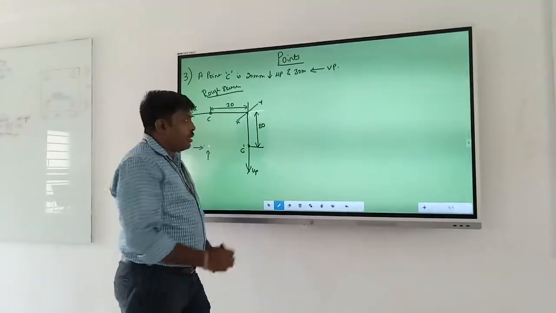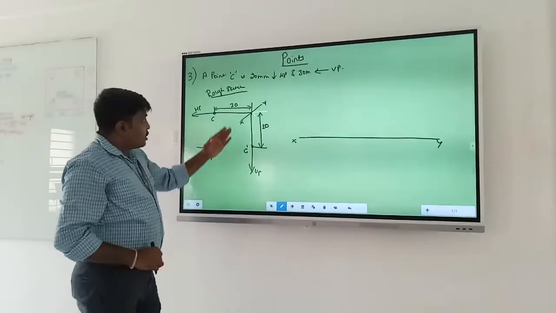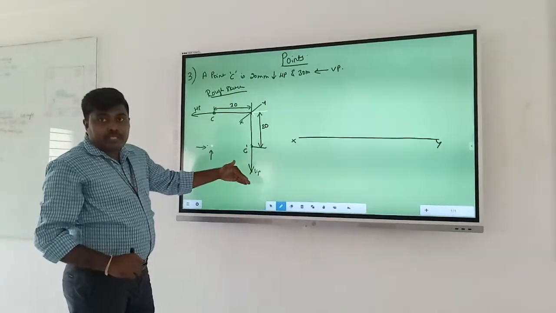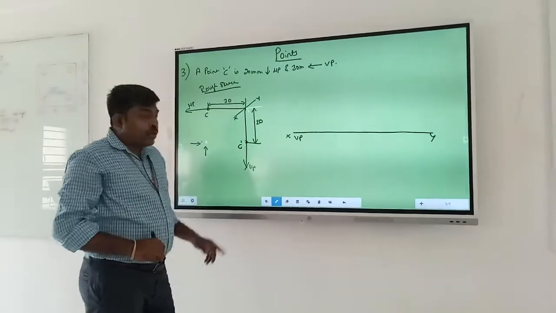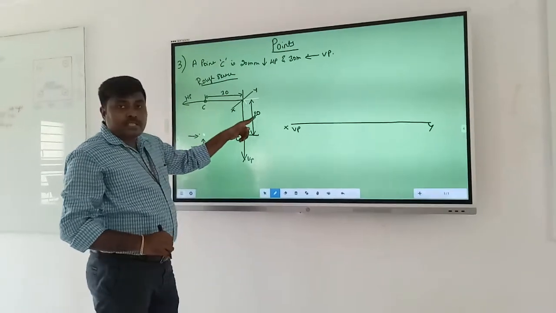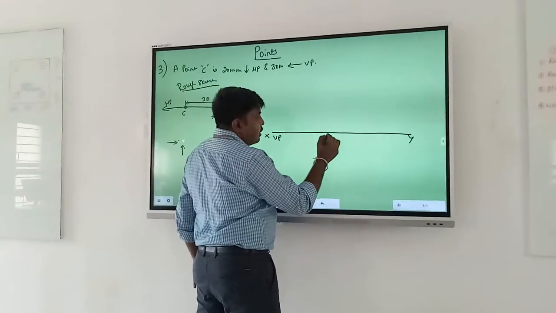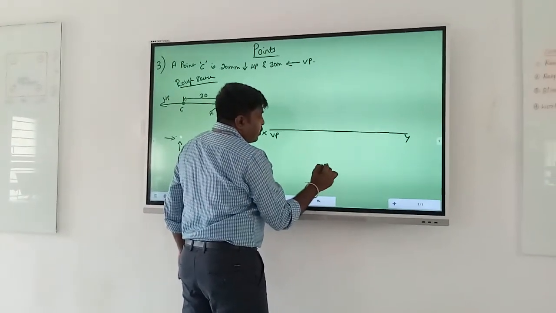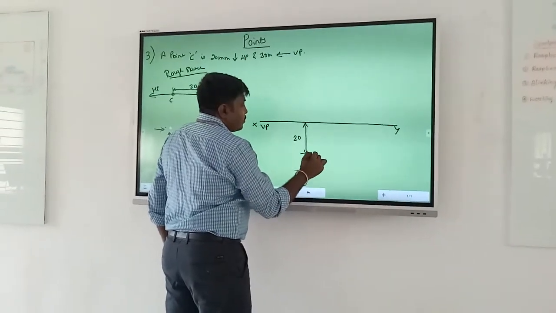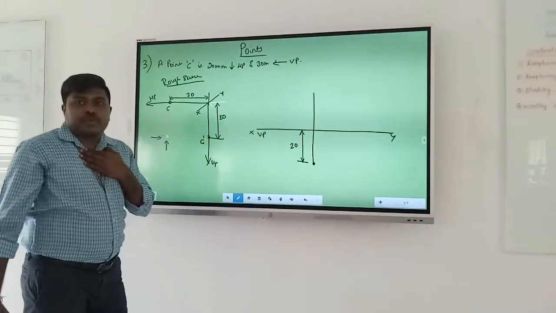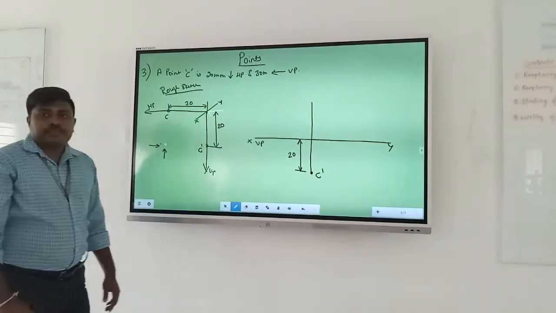How do I get it actually? Draw the XY line. Now with respect to the XY line, where is VP? VP is given below the line. So write VP below the line. And on VP I have a point C dash at a distance of 20 from the XY line. From the XY line at a distance of 20: 10, 20. Locate a point, show this dimension as 20. And that naming is C dash, so call this C dash.